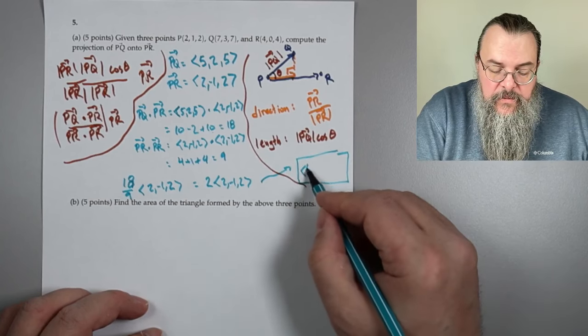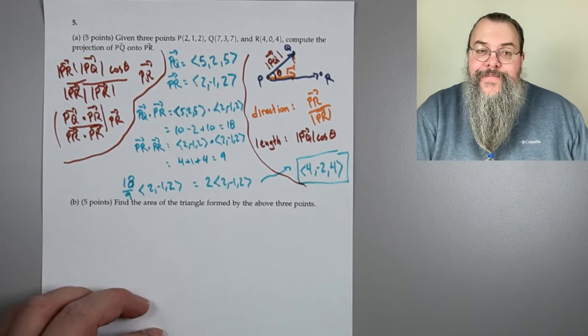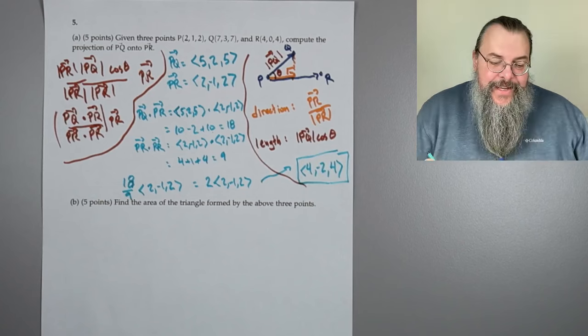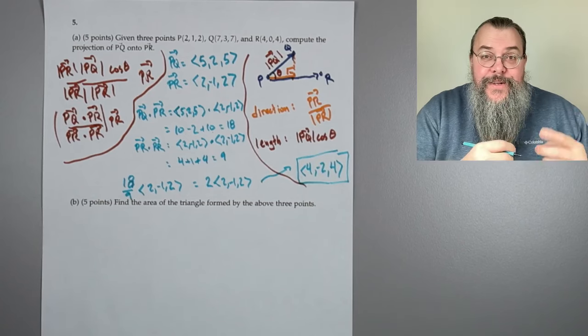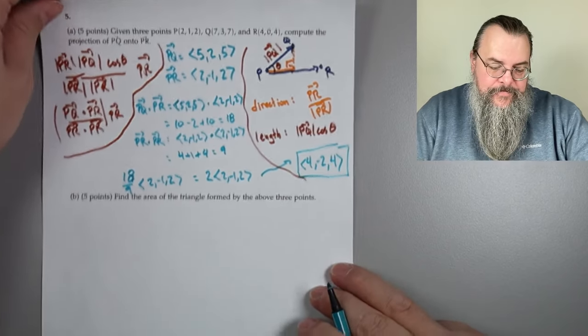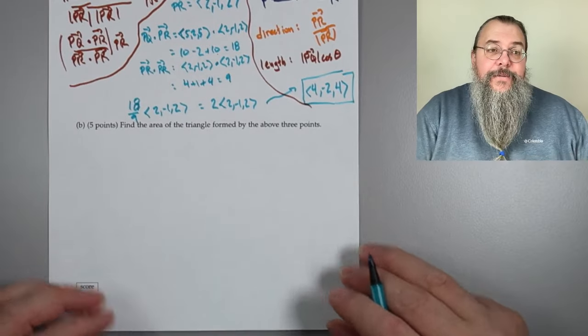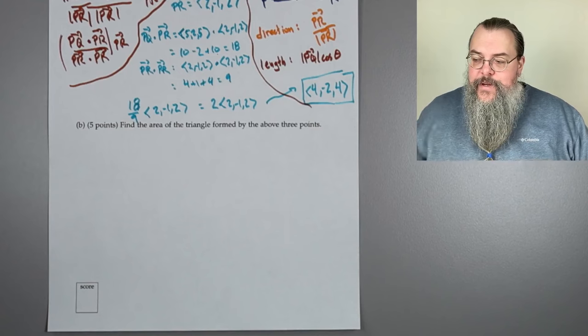It is 4 minus 2, 4. All right, good. So that's the projection. Projection goes back to dot product, part A. What's part B? All right, let's take a look. Part B, find the area of the triangle formed by the above three points.